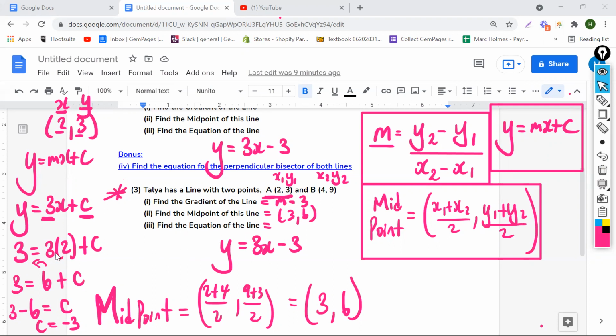How did I get a -3? 3 times 2, I use this point, 2, 3. And the 3 times the 2 gave me 6. So 3 is equal to 6 plus c. So I have to carry the 6 over to the other side. Because it's positive here, it becomes negative. So it's 3 minus 6. So that c gives you a -3.